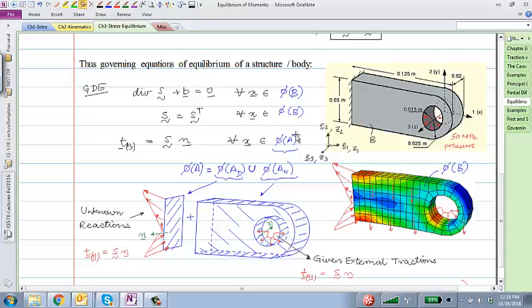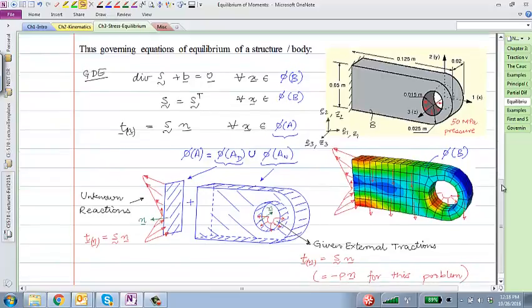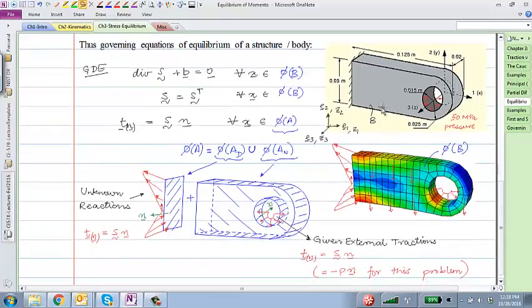Now the third condition, we'll take a look at it a little bit more closely. The surface of the body itself has two parts. This phi of A has two parts, phi of A sub D union with phi of A sub N. What is A sub D and A sub N? A sub D is the part where displacement is specified. You cannot specify external forces at a point where displacements are specified. If I give you a cantilever beam fixed at one end, you cannot say that I'll also apply some forces at the fixed end.